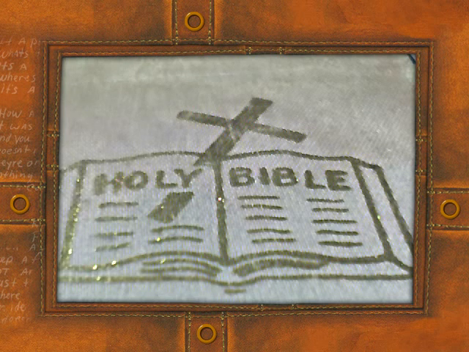The sceptre shall not depart from Judah, nor a lawgiver from between his feet, until Shiloh come, and until him shall the gathering of the people be, binding his colt unto the vine, and his ass's colt unto the choice vine. He washed his garments in wine, and his clothes in the blood of grapes. And his eyes shall be red with wine, and his teeth white with milk.